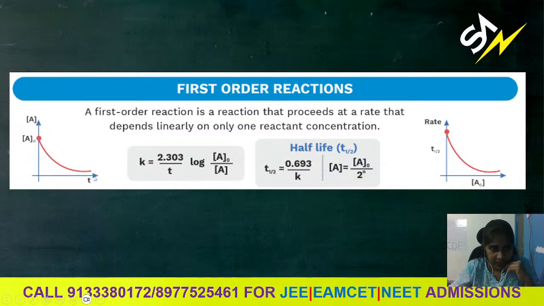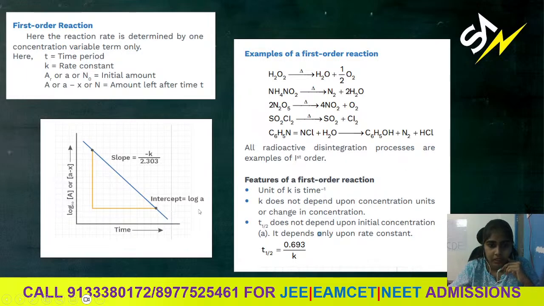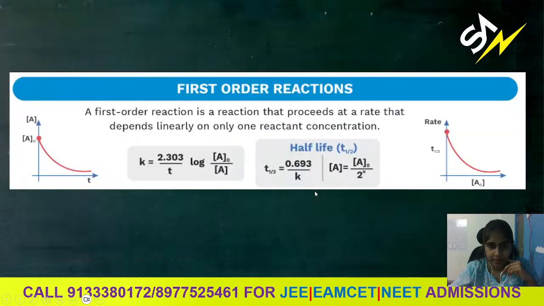So this is the graph regarding the first order reaction. Next, the half-life of first order reaction is t half is equal to 0.693 by k. So this shows the relation, the graph between t half and concentration of A naught. Next, you need to remember the units of all the orders of reaction. Here first order reaction units are time inverse.